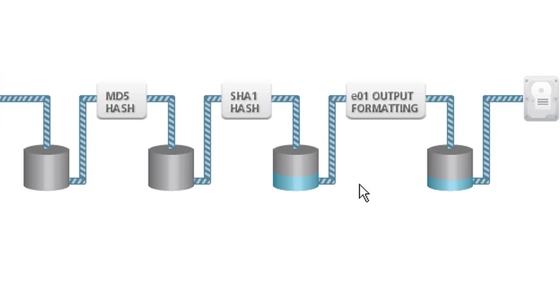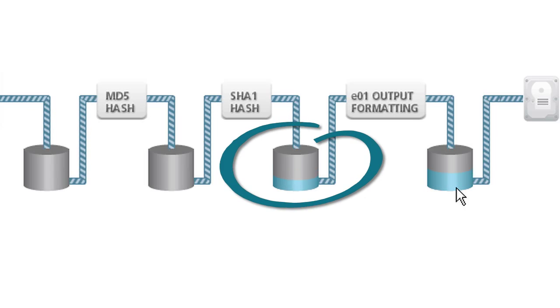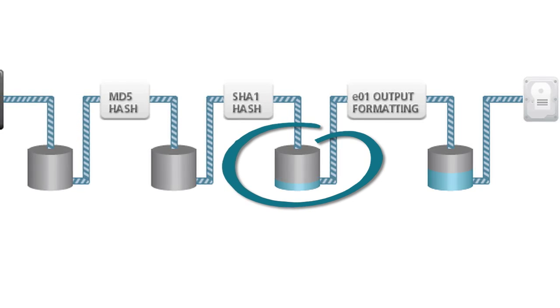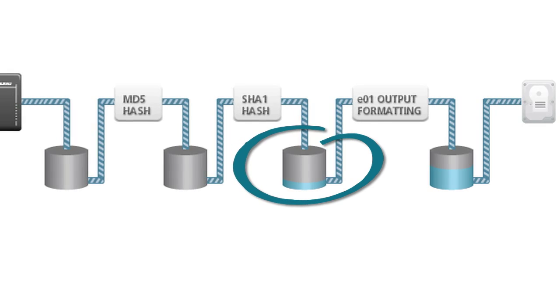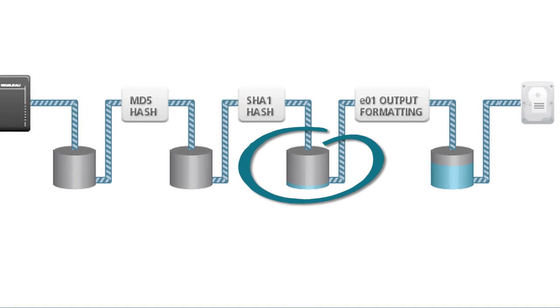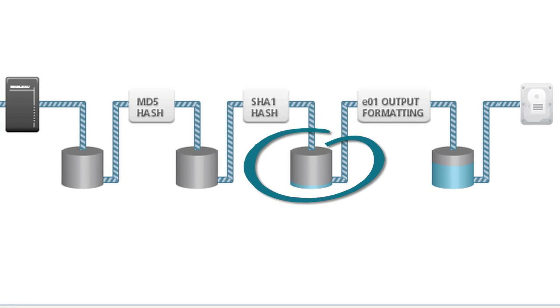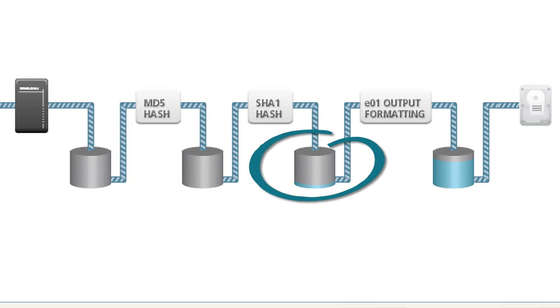Similarly, let's look at that bucket right before the E01 formatting step. If that bucket starts filling up, and that's a very common case, what it means is your system is becoming processor bound or compute bound. So if you see the bucket filling up to the left of the E01 formatter, that tells you the bottleneck is in your processor.